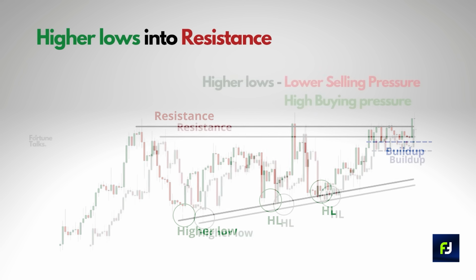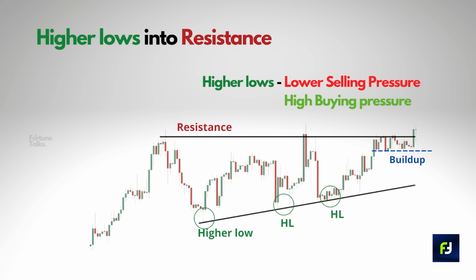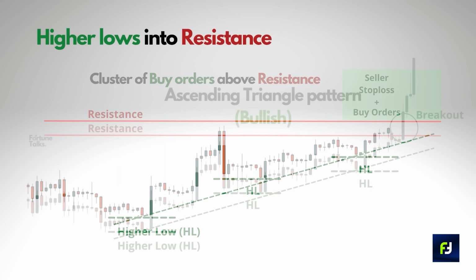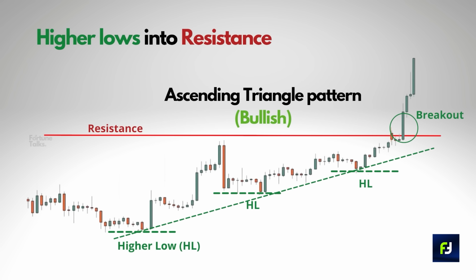Now think about it. When you see higher lows into resistance, what does it tell you? It tells you that there is not enough selling pressure or the sellers are weak. It also tells you that there is strong buying pressure which supports the higher prices. And the final thing to keep in consideration is that there are buy stop loss orders which are clustered above the resistance, which are kept by those sellers who went short at the resistance level. And clearly this is a sign of bullish strength.